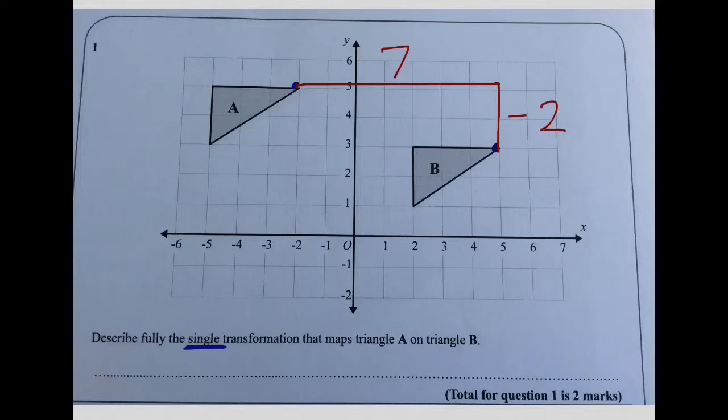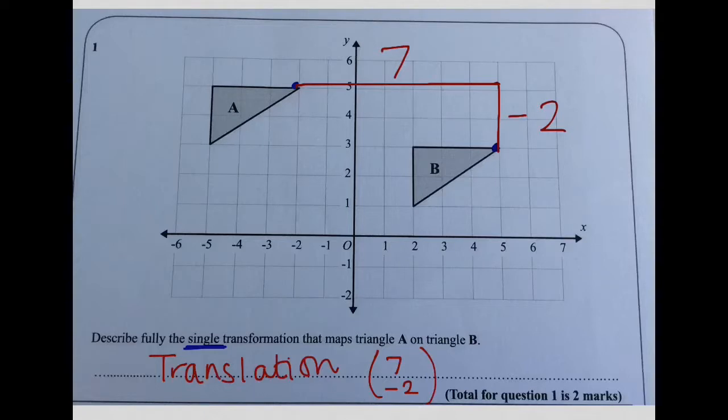So describe the single transformation. It would be a translation, as that's the description. It's a translation 7, -2. And that's the answer.